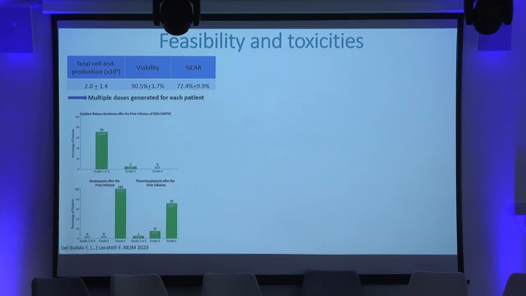First of all, that we could manufacture the CAR T cells for all of our patients. So in terms of feasibility, because that was one of the big questions before, was it possible to manufacture CAR T cells from patients that were anyway pretreated a lot with chemotherapies? And the answer likely is yes. We were able to produce multiple doses of CAR T cells for all of the patients that we enrolled in the trial.